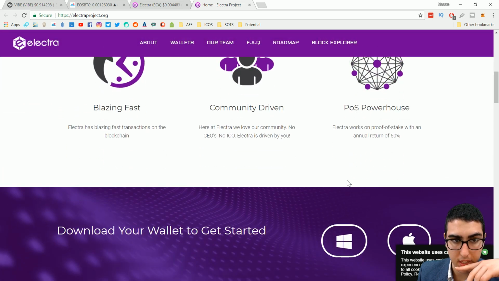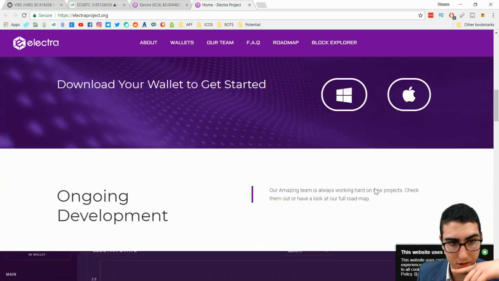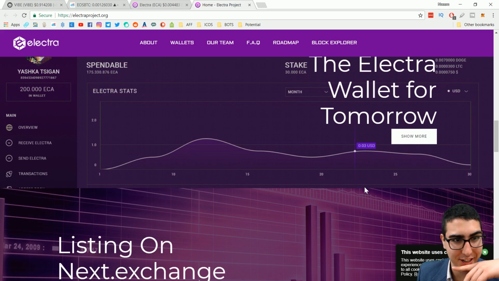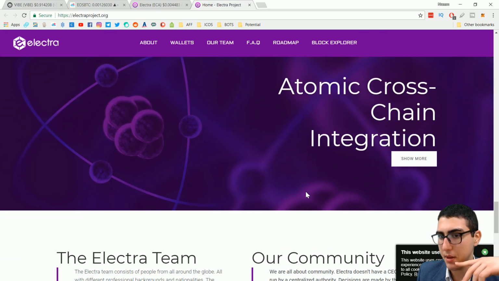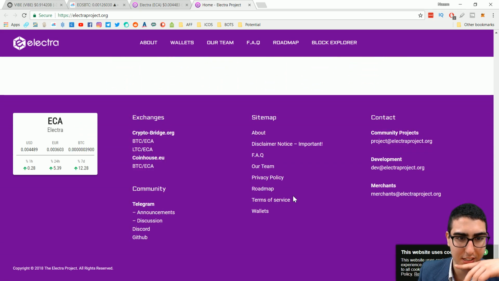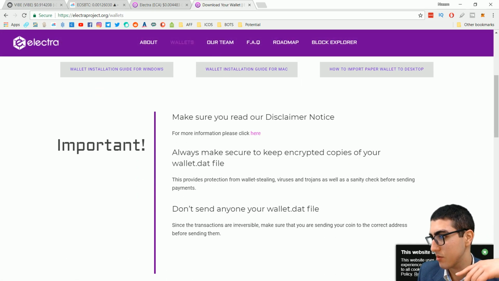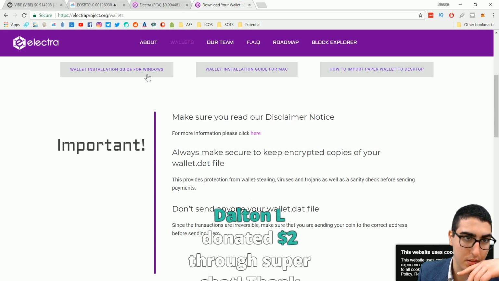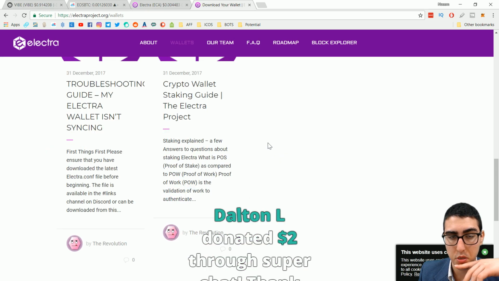It looks like it just came out. There's not much I can say about it. I wouldn't mind pulling this up to see what the project has in terms of its synopsis. Fast, scalable, low fees. We've heard that tons of times. Blazing fast, community driven, POS powerhouse. Nothing I haven't heard already. Just being honest, seriously. Sometimes when you go through hundreds of these white papers like I have, it's just kind of daunting, and it gets old.